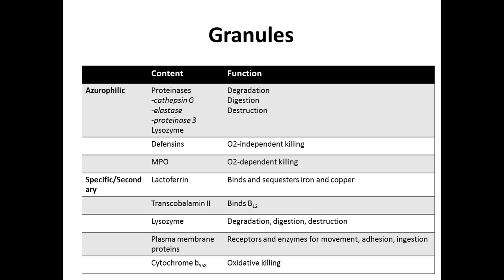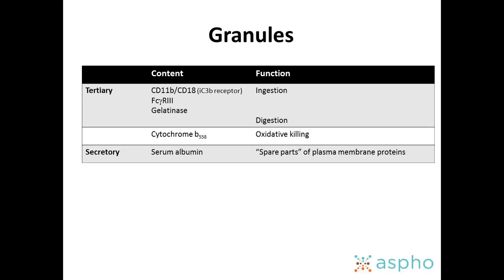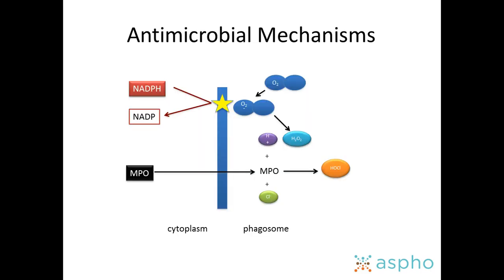So the eosinophilic granules, the point of these guys is to just sort of degrade proteins. They also carry defensins and myeloperoxidase, which we'll talk about later. There's a specific myeloperoxidase deficiency. The secondary or specific granules start to have a little bit more specialized function. So in addition to breaking down proteins, they also start binding some of the bacterial and plasma membrane parts. The tertiary start getting ready for ingestion. And then the secretory are sort of spare parts of plasma membrane proteins that they kind of carry around. I'm not sure how super important that is, but the information's there in case you want to review it.